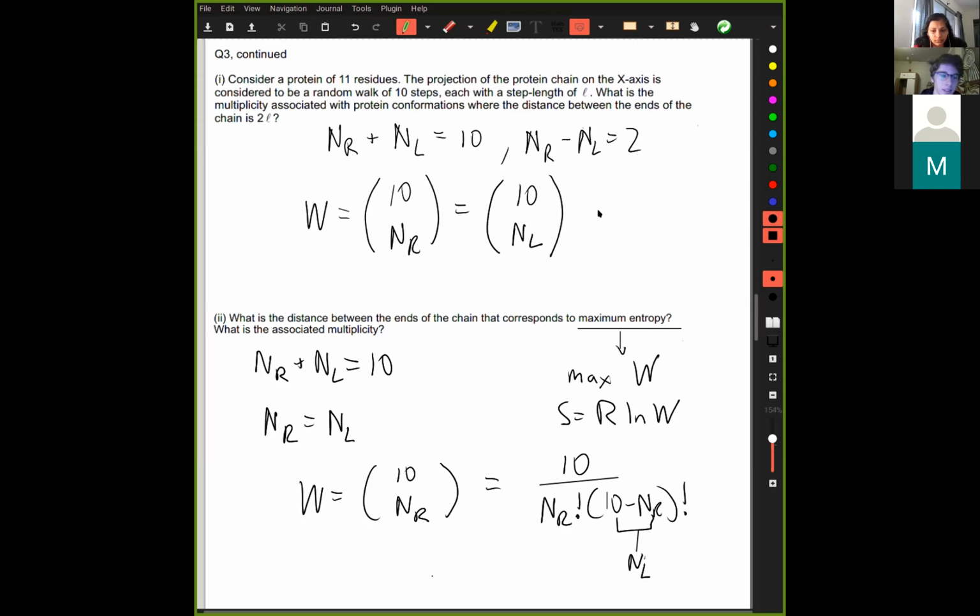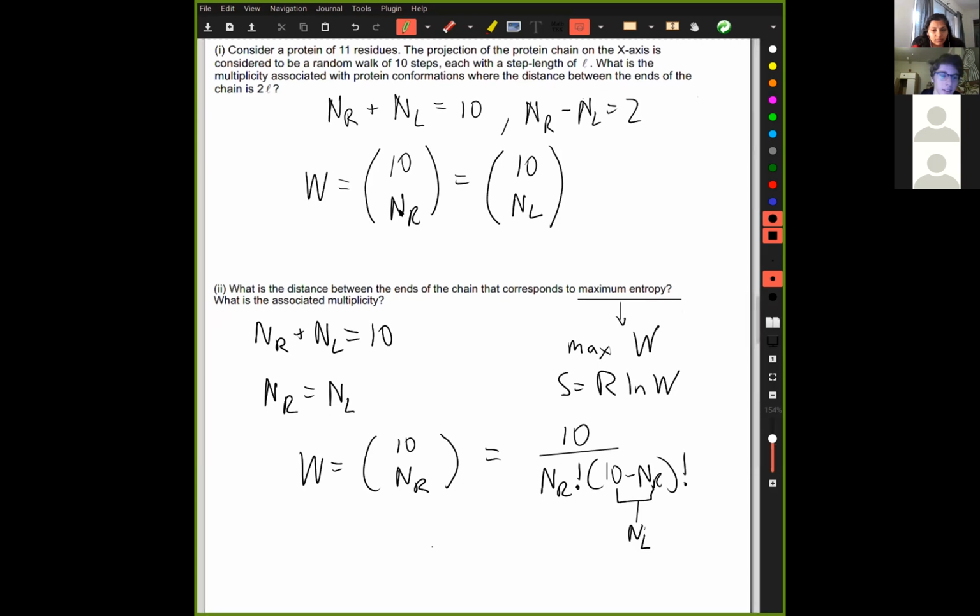So the multiplicity for part 1 is equal to the multiplicity of part 2. Sorry, could you repeat that? I didn't quite catch that. The multiplicity of part 1 is equal to the multiplicity of part 2. No. So the NR and NL values you get for part 1 and 2 should be different. It's just that you calculate multiplicity the same way. Okay. Yeah, because in the first one we have that NR minus NL must equal 2, whereas in the second one we have that NR and NL must be equal because of the symmetry of it. Okay.